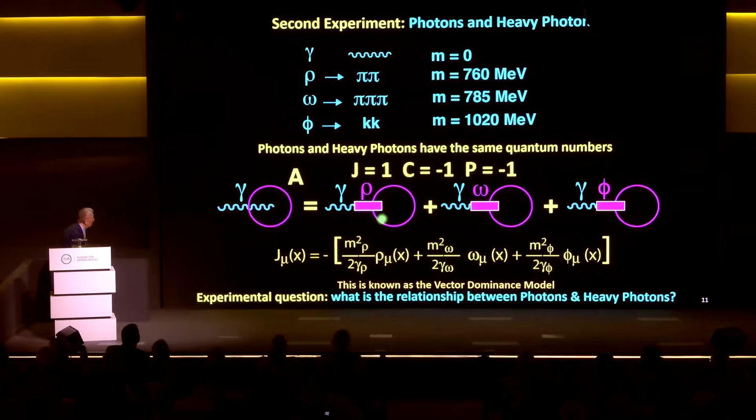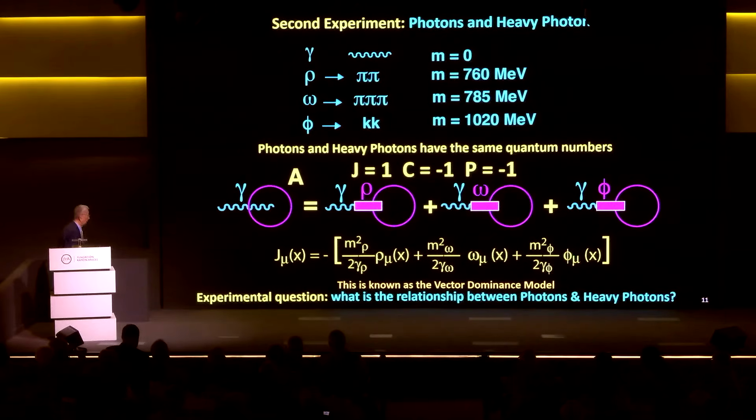Goes to a rho, interact with the nucleus, go to omega, go to phi. So the current J mu, interacting with a photon, interacting with the nucleus, can be expressed in this form. And this was known as the vector dominance model.